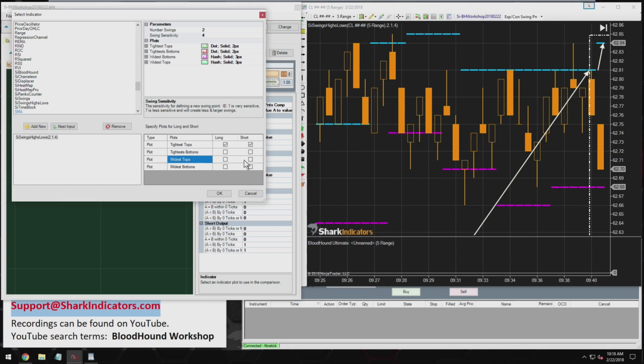So how I choose to generate long signals or short signals doesn't really matter. And it'll become apparent why it doesn't matter once we get a little further down the road. But I'm going to go the traditional route, and I'm going to use the widest tops, which is the highest highs. The widest tops is our blue plot, the blue hash on the chart. So that's the swing highs. I'm going to use the swing highs to generate a long signal.